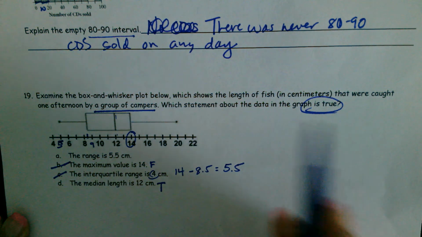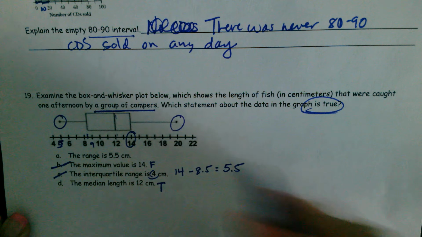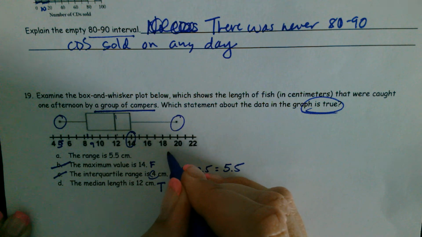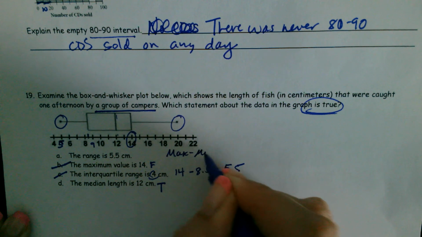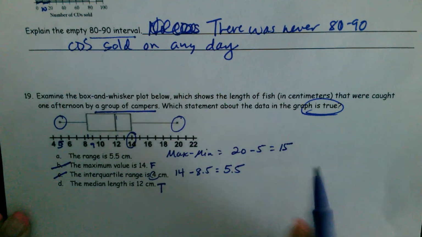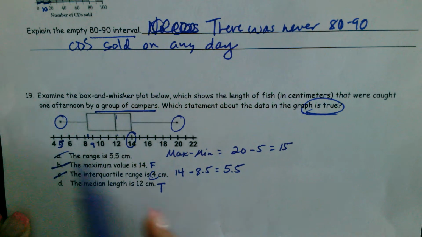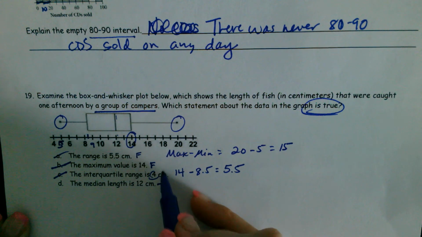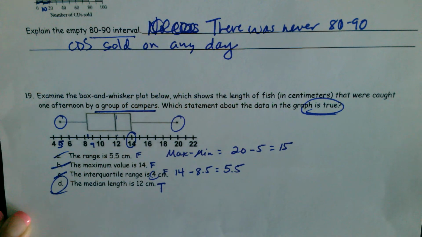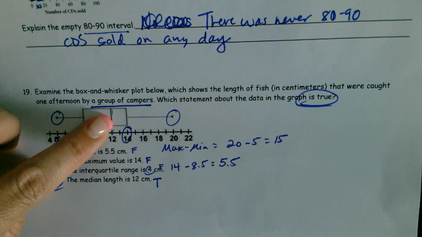The range is 5.5. Well, the range is the maximum minus the minimum. The range is max minus the min. The max is 20 minus the min, which is 5, is 15. They actually mixed it up with interquartile range. So that's also false. This is false. So this is the only one that's true. The median is 12, because remember that line tells you the middle of the data.